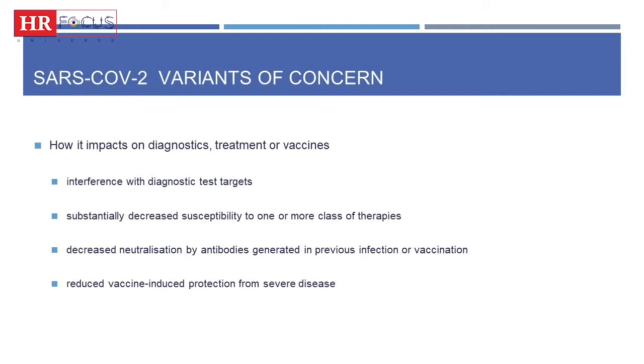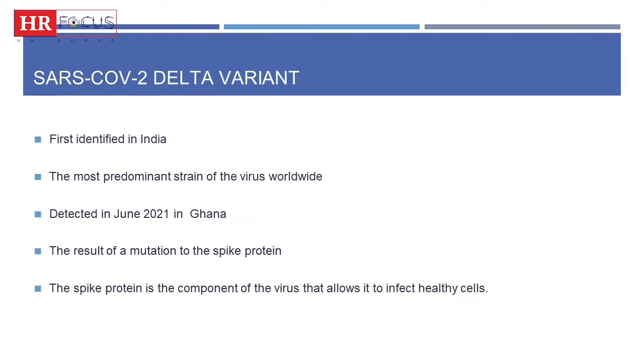So based on this mutation, WHO actually classified the COVID variants into different groups, about 3 groups. The first group is the COVID variants of interest, then COVID variants of concern, and then COVID variants of high performance.